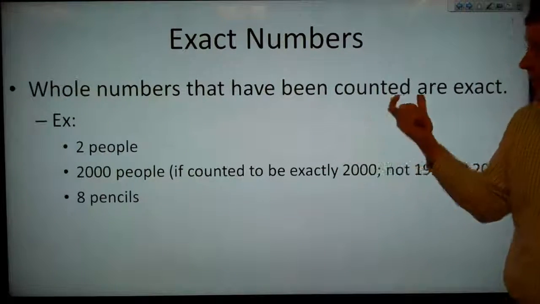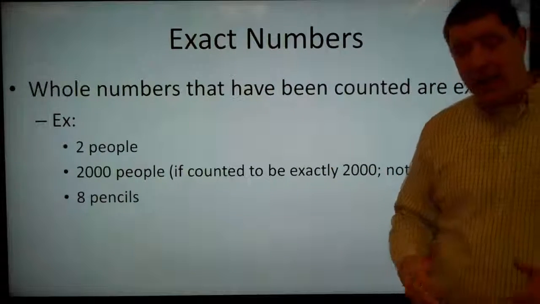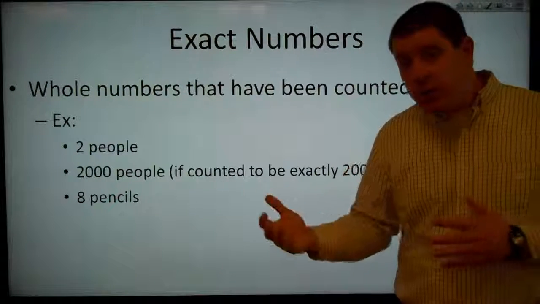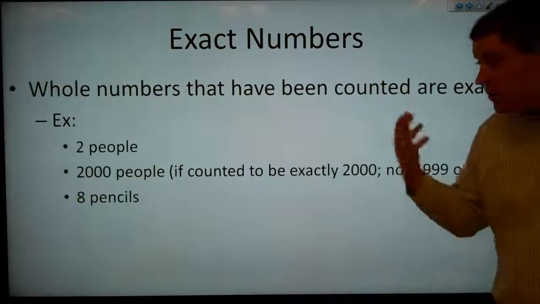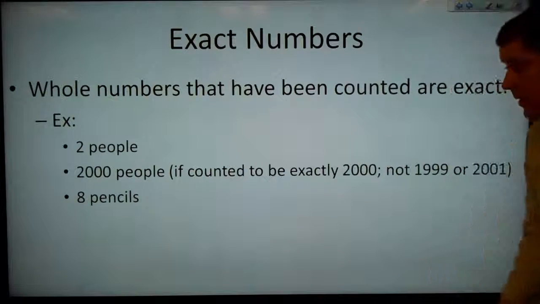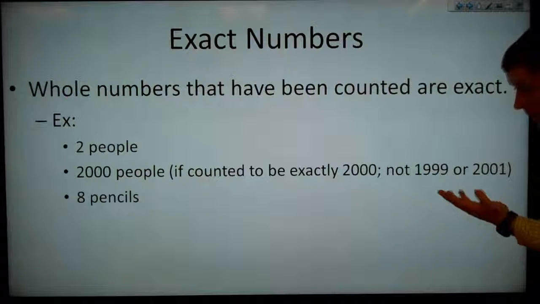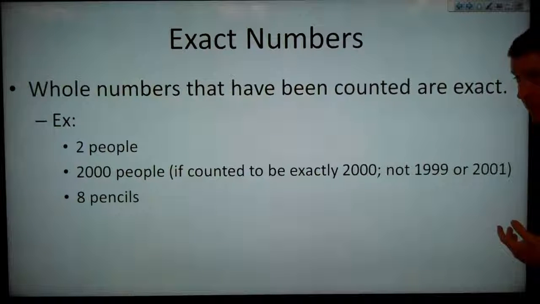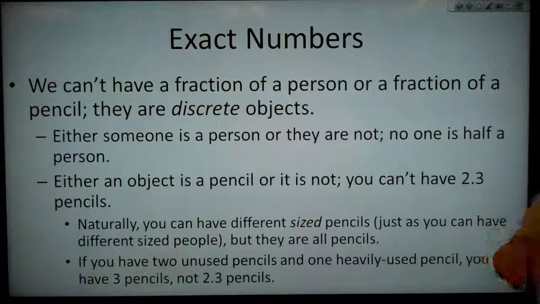Whole numbers that have been counted are exact. For example, 2 people. I can't have 1.99 people or 2.01 people. Assuming that I've counted correctly, then I have exactly 2 people. 2,000 people, if we've actually counted exactly 2,000 people and not 1,999 or 2,001 people. If we have 8 pencils, these are all exact numbers.